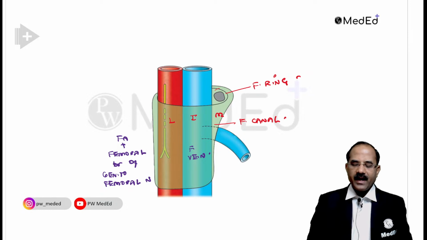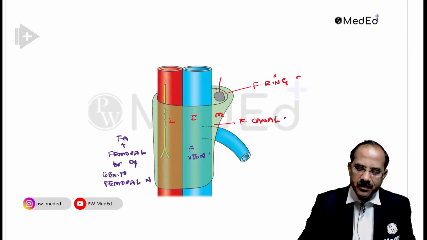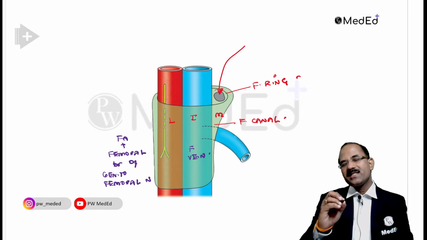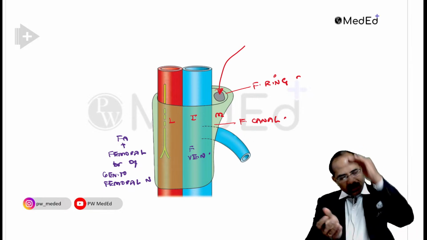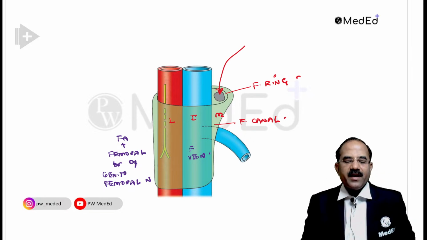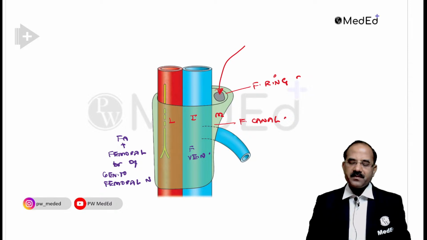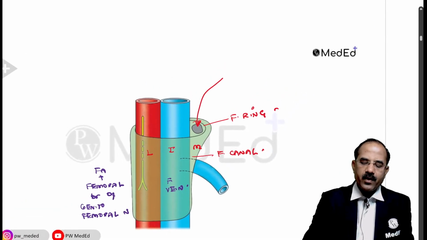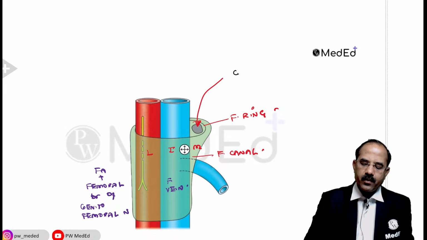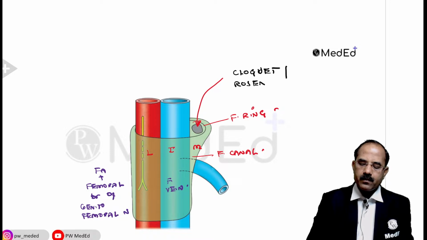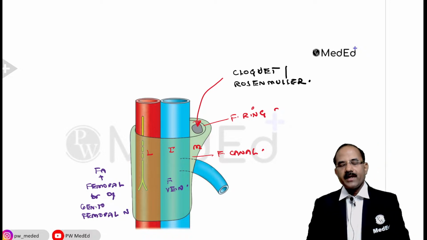Medial, intermediate, and lateral. And what is this lymph node, बच्चों? Anyone can tell me what is this lymph node known as? एक lymph node होता है ना, which is going to close the femoral ring. Any guesses? What is that lymph node known as? This is the lymph node of Cloquet, or Rosenmuller. Lymph node of Cloquet or Rosenmuller.